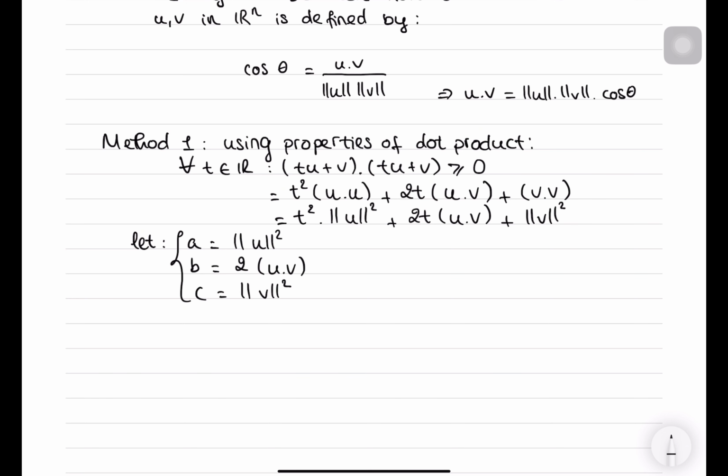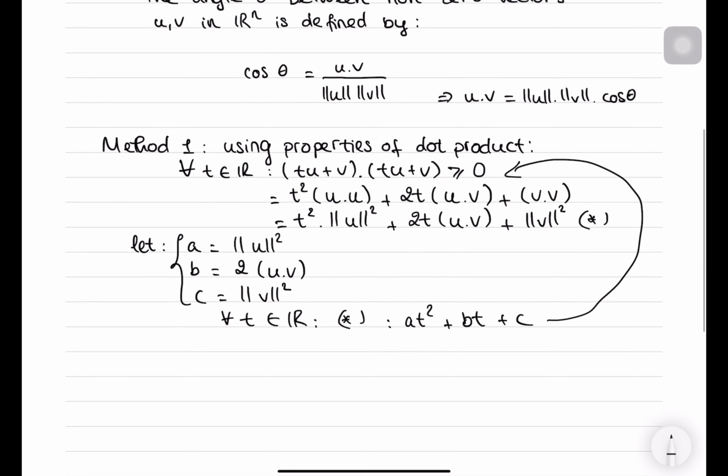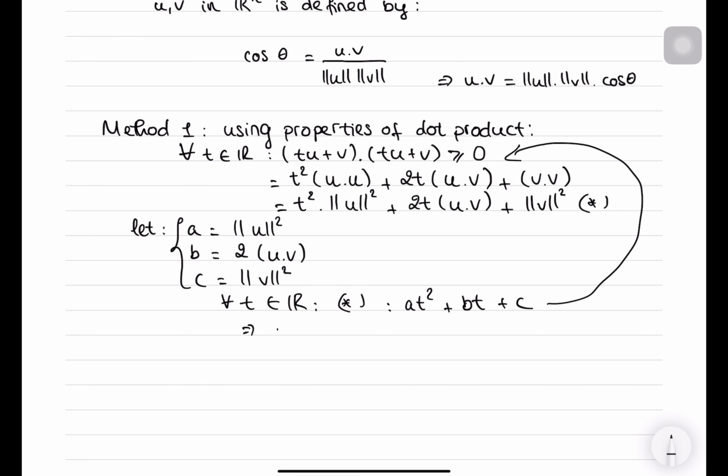And now we're going to have with every real number t that this is a t squared plus bt plus c. So this is very familiar. This is a quadratic polynomial that we studied in middle school. We're going to trace it back to this. So it states that at squared plus bt plus c is going to be greater or equals to 0.